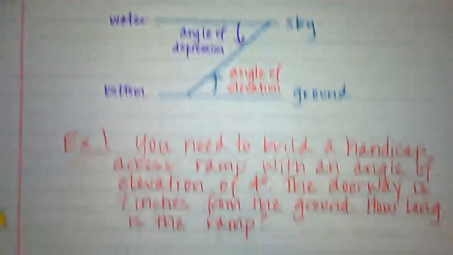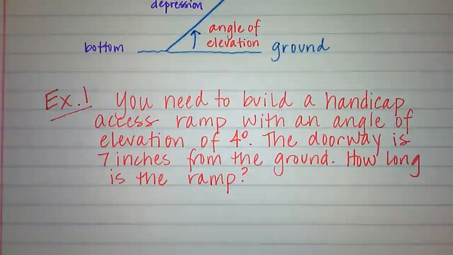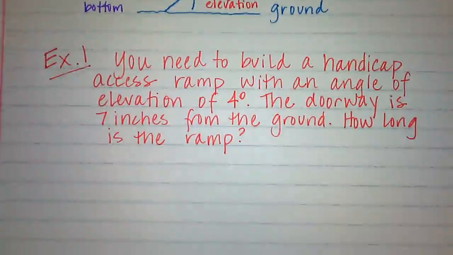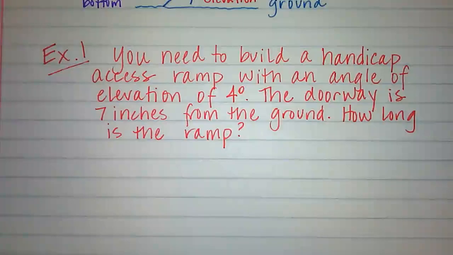All right, so here's our first one, and I went ahead and wrote that out just for the sake of time on the video. So if you need to pause the video and get this example copied. You need to build a handicap access ramp with an angle of elevation that's 4 degrees. The doorway is 7 inches from the ground level. So what we're going to figure out is how long the ramp needs to be.